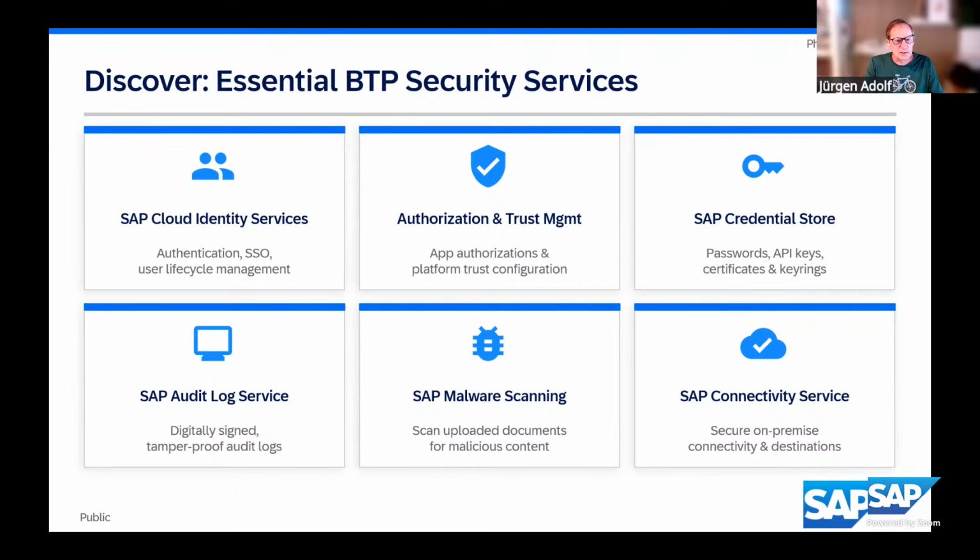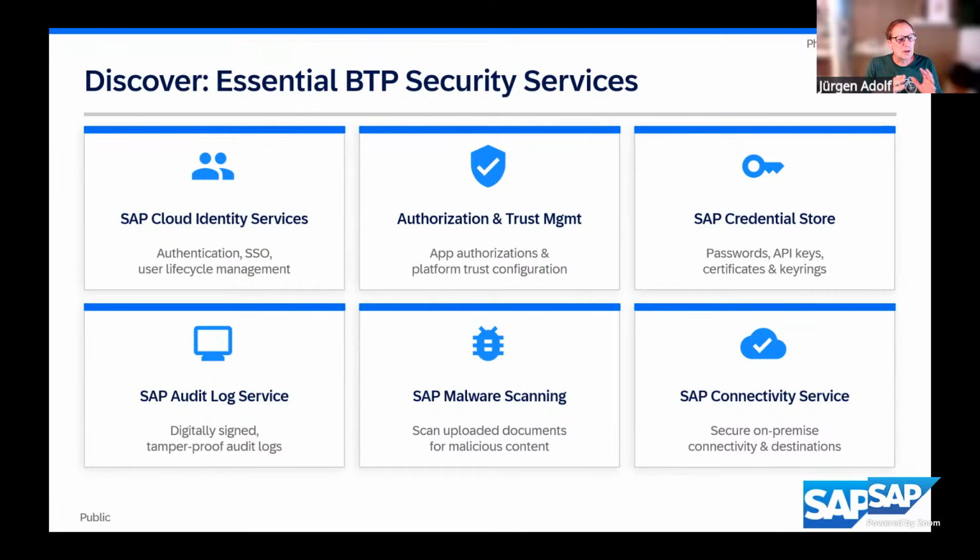And finally, but not least, we have the Connectivity Service, which handles the secure on-premise connectivity with the Cloud Connector and the destination management to on-premise and to cloud apps, to other apps. You can have secure connections to them. And to on-premise, you use the Cloud Connector in connection with the Connectivity Service.